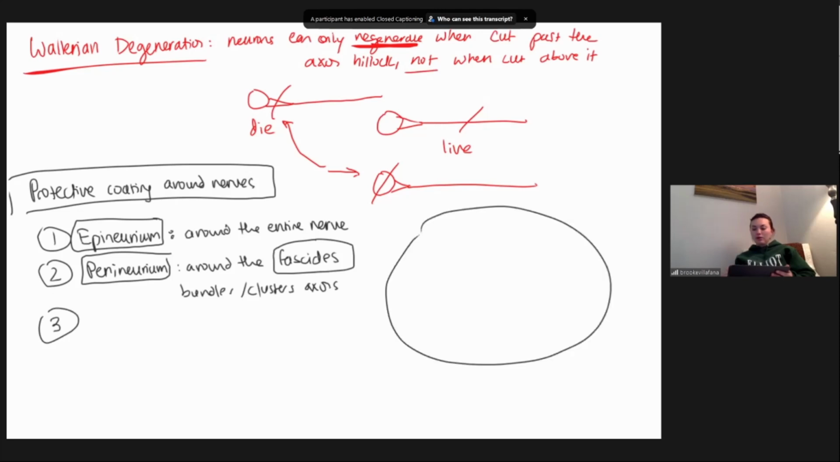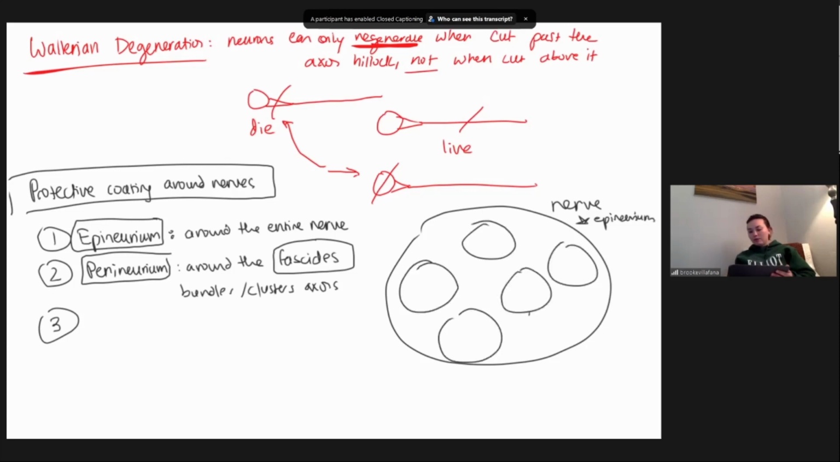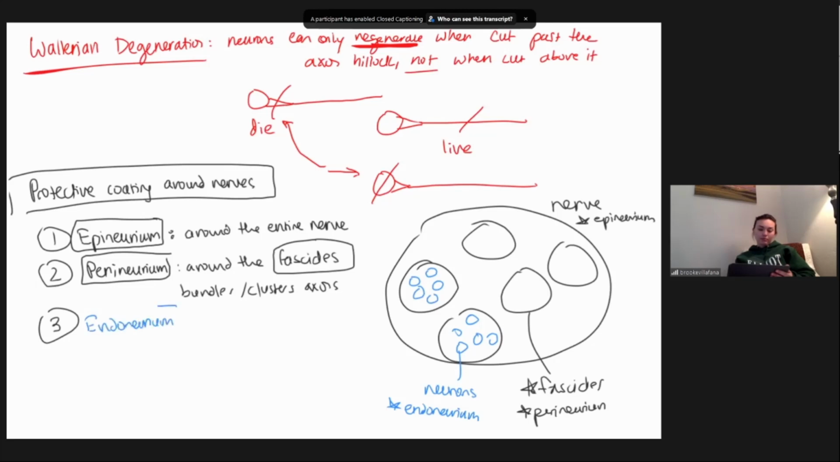So again, here's my nerve. This has the epineurium. Inside are my fascicles. Fascicles have my perineurium. And then last, inside my fascicles are my actual neurons, and my neurons have my endoneurium. Okay? Endoneurium. This is the one around each neuron.